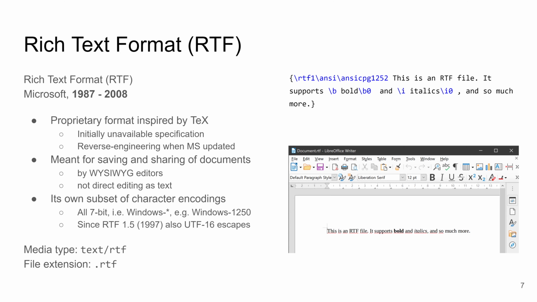Since RTF 1.5, which was introduced in 1997, there is support for Unicode. However, it is UTF-16, not UTF-8, and it is not in a way that the file itself would be encoded in Unicode. It is just that in the file encoded in the Windows encoding, you could use Unicode escapes, so not a complete Unicode support.